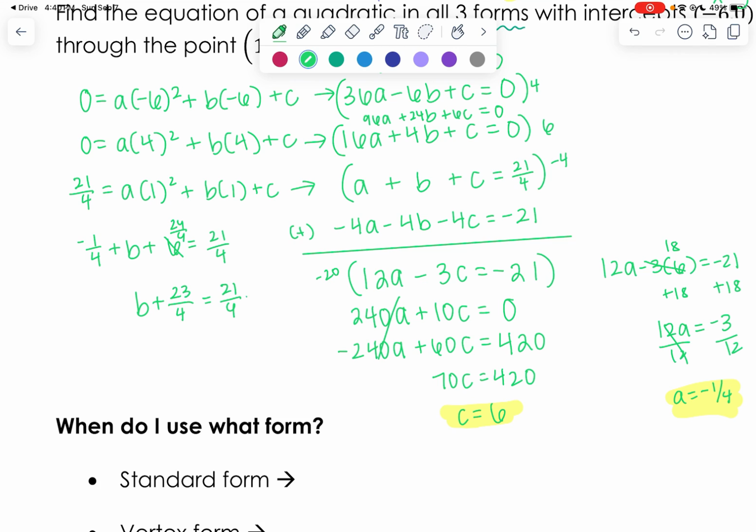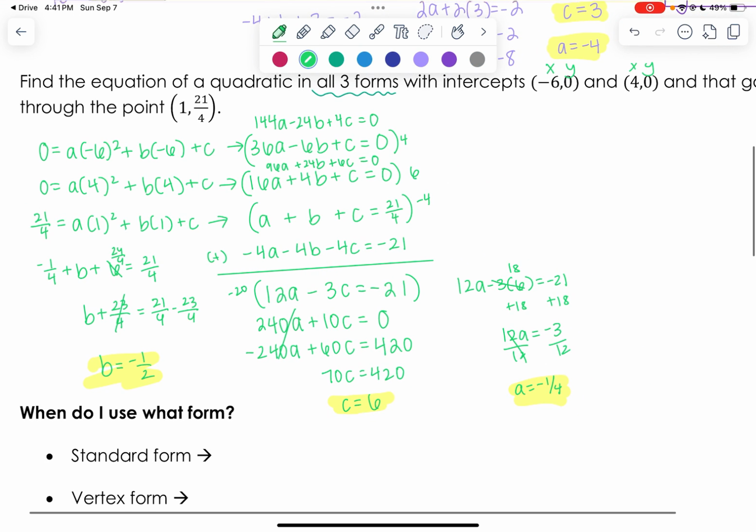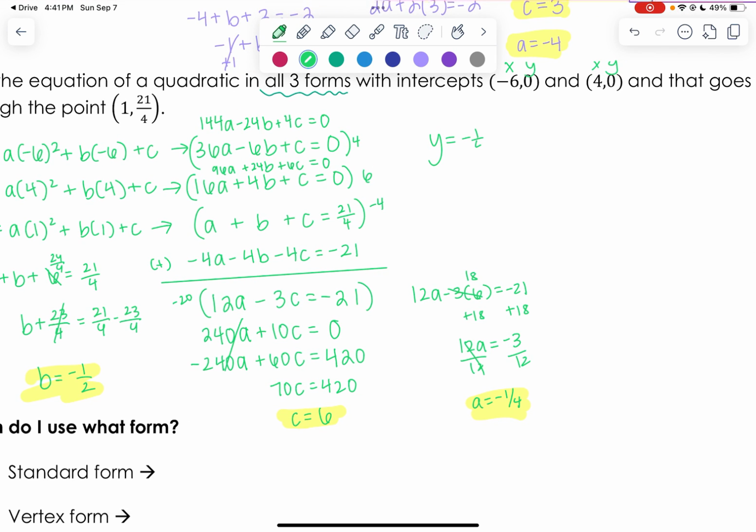When you subtract 23/4 from the other side, 21 minus 23 is negative 2. Negative 2 over 4 is just negative 1/2. So B equals negative 1/2, and there's your B. So in standard form, this is going to be y equals negative 1/4 x squared minus 1/2 x plus 6.